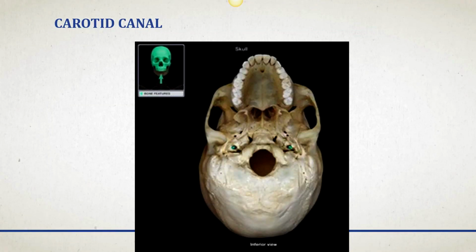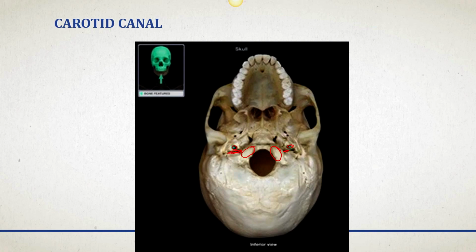Carotid canal. Again, if you remember, the jugular foramen are right here next to the occipital condyles. And then the carotid canal are these openings here. So they're just anterior to the jugular foramen. And the jugular foramen are way wider than the carotid canal.